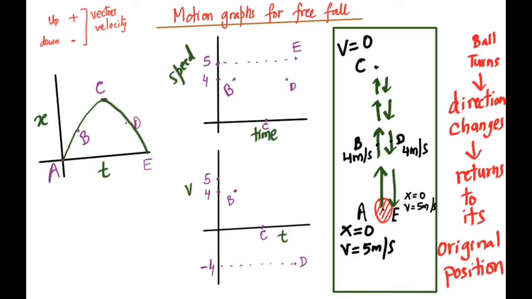For speed time graph, we have got E at a value of 5 meters per second, and we can see for the upward journey, the graph is a straight line, okay, with a negative slope. And for the downward journey, we have an upward slope as it is accelerating.